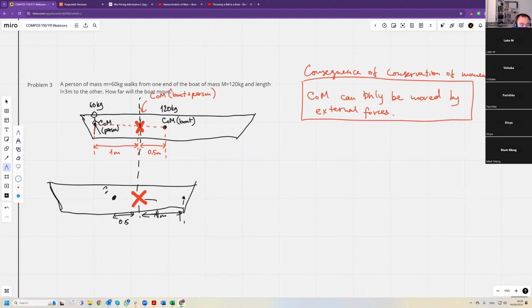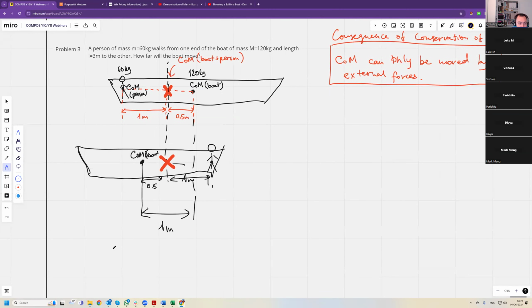So this is the center of mass of the boat, and this is the center. So the person would be here. So by the time the person walks to the other end, the boat would have shifted by how much? What's the total shift in the position of the boat? One meter, yes. The boat moves by 1 meter.